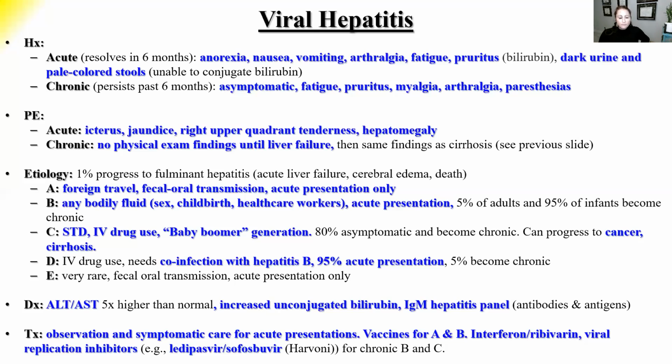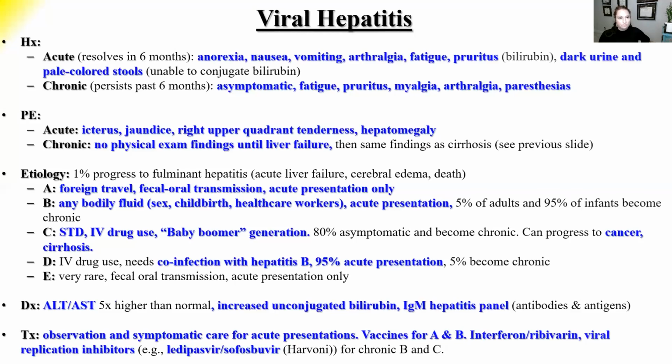Treatment for this: if it's acute, observation and symptomatic care. There's not a whole lot we can do. There are vaccines for A and B. There are not vaccines for the other ones at this time. That's a good board question. You can use things like interferon or ribavirin, viral replication inhibitors. So for chronic B and chronic C, Harvoni was one of the first ones to come out. And this is a prolonged treatment, but that can actually cure the chronic B and chronic C.